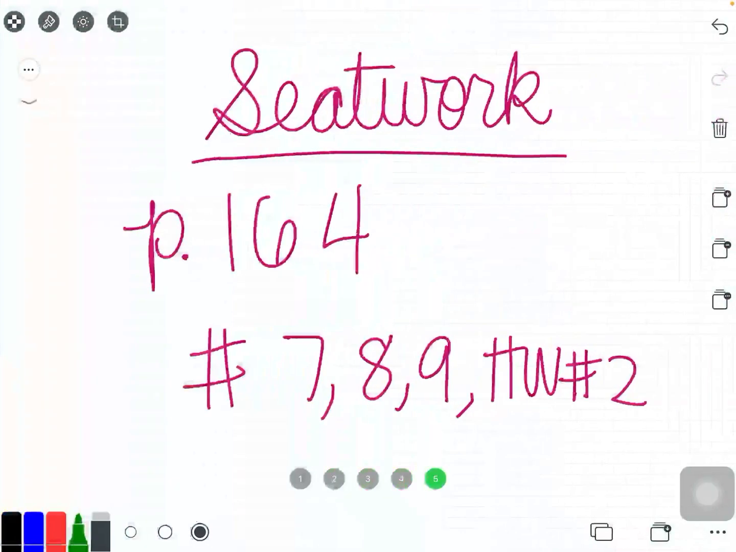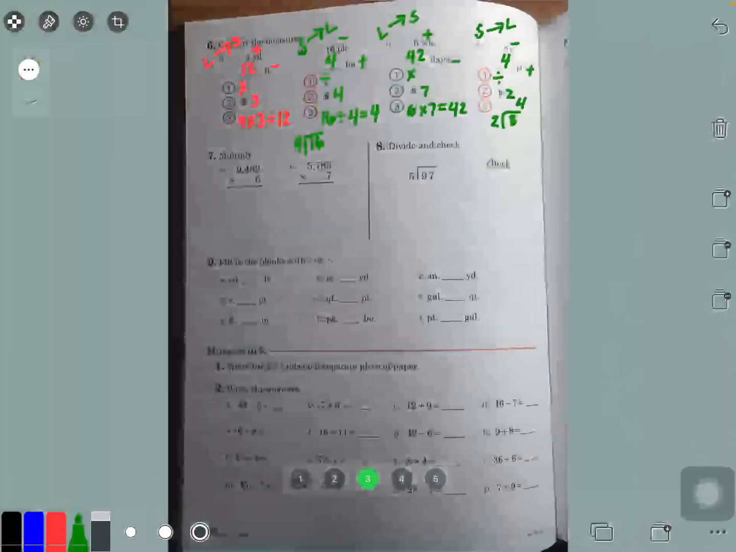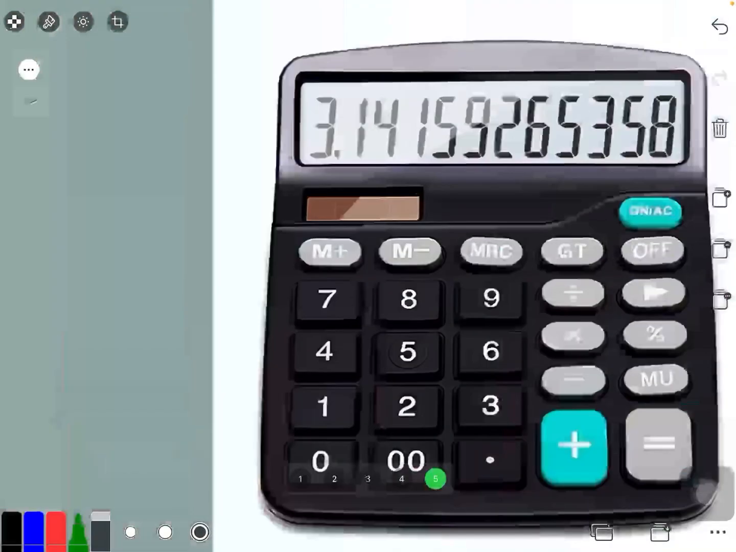Here's the seat work for today. Please be sure to do page 164, number 7, 8, 9, and then homework number 2. So you're going to do 7, 8, 9, and homework number 2. Okay? Thank you very much, third graders.